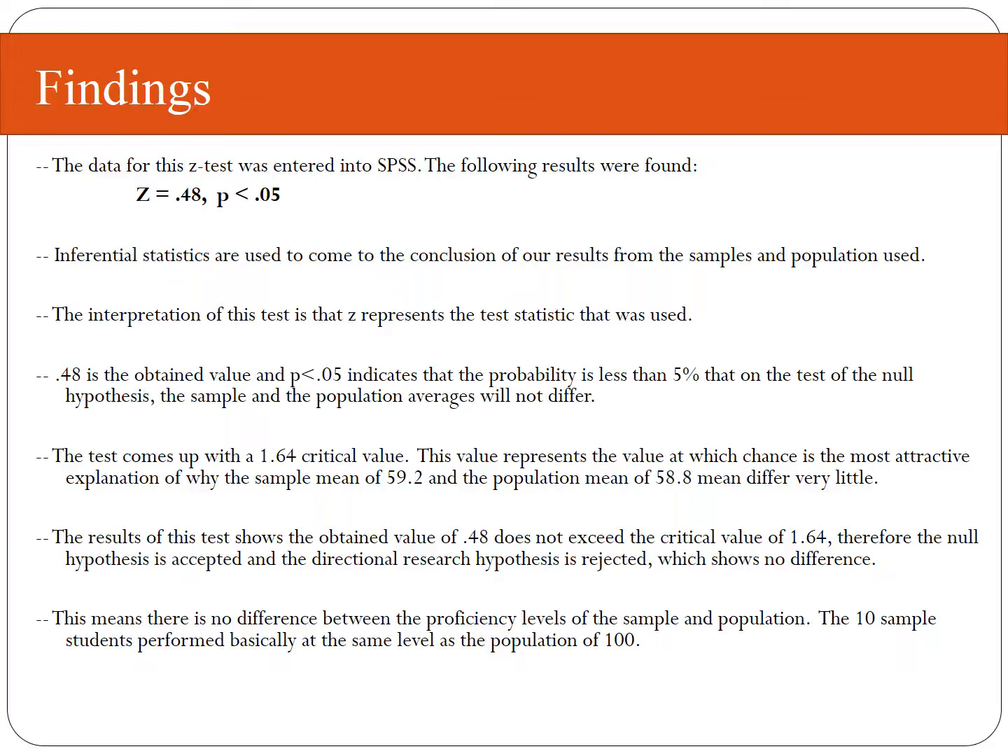The test also comes up with a 1.64 critical value. This value represents the value at which chance is the most attractive explanation of why the sample mean of 59.2 and the population mean of 58.8 differ very little. The results of this test also show the obtained value of 0.48 does not exceed the critical value of 1.64. Therefore, the null hypothesis is accepted and the directional research hypothesis is rejected, which shows no difference. This means there is no difference between the proficiency levels of the sample and population. The 10 sample students perform basically at the same level as the population of 100 students.